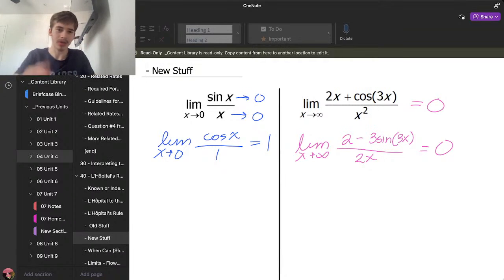The thing about L'Hopital is you could keep taking derivatives of top and bottom until you actually get an answer. But I believe if you go too far, you're going to get the wrong answer. So you have to eventually stop.